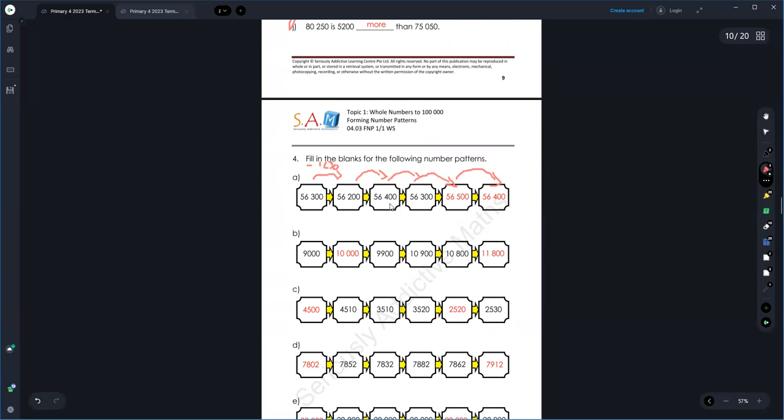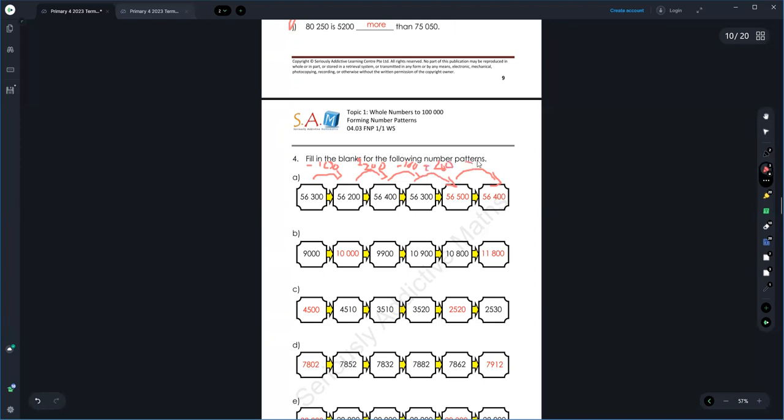56,200, 56,400, so it's plus 200. All right, and then what's the next pattern? Okay, minus 100. So it seems clear by now that it's a minus 100, plus 200, minus 100, plus 200 kind of format. Right, plus 200. Sorry, not using a proper pen to do this.